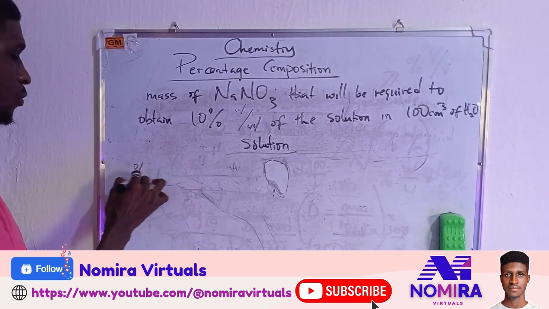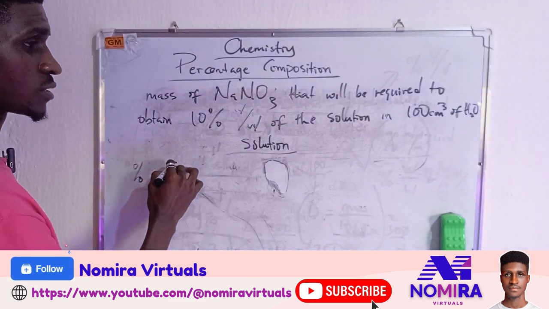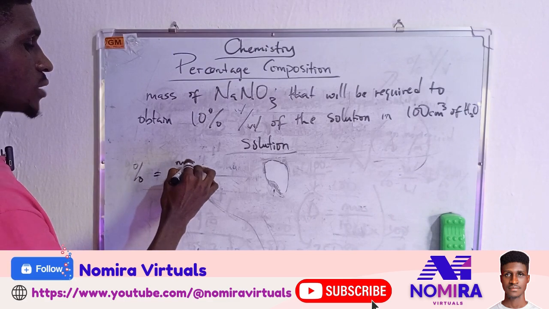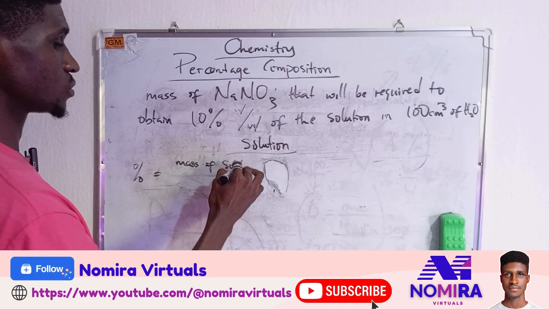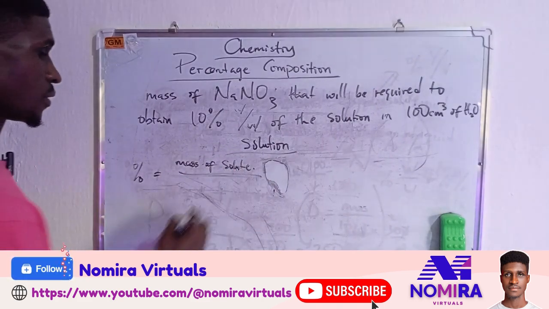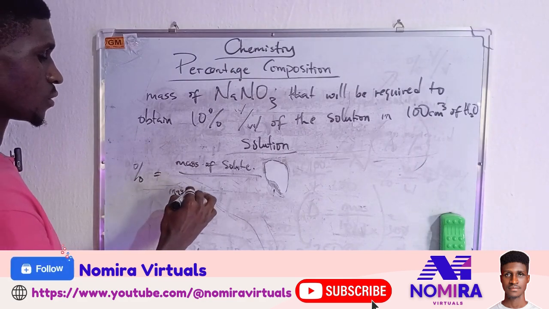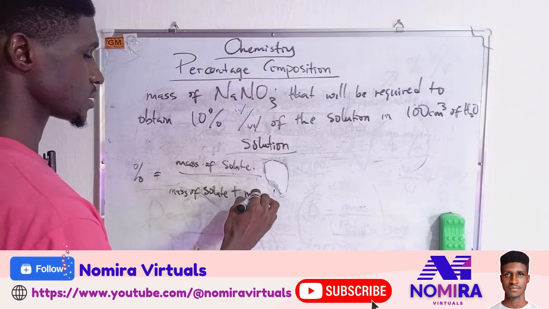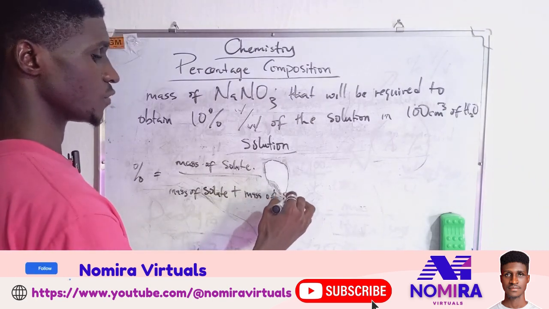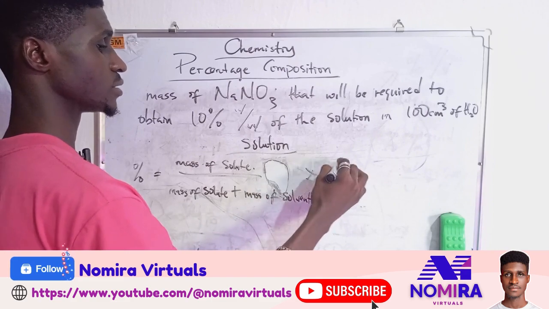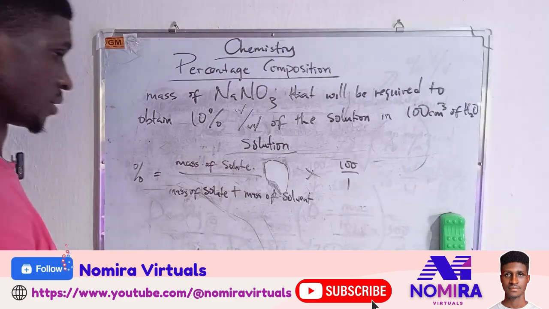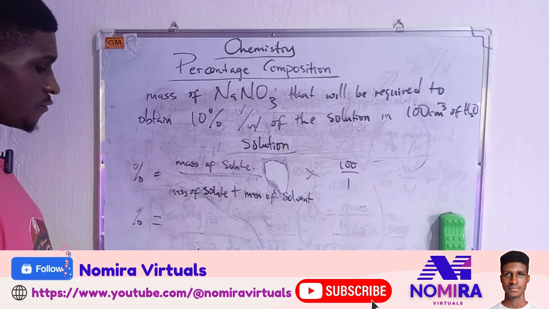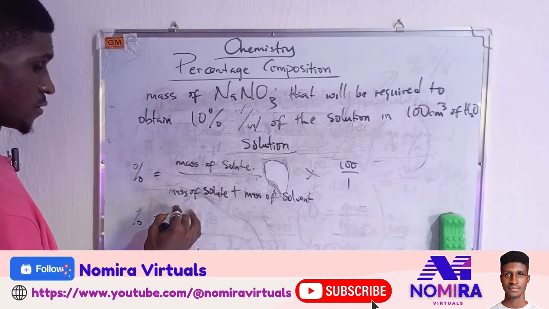What you do is to provide yourself with the method first, which is percentage equals the mass of the solute, in which case we are using sodium nitrate here, over the mass of the solute plus the mass of water, which is the solvent, times 100 over 1. Let us put our values.